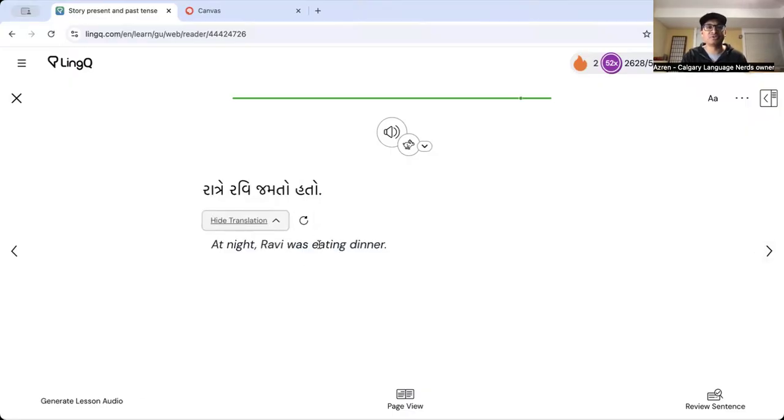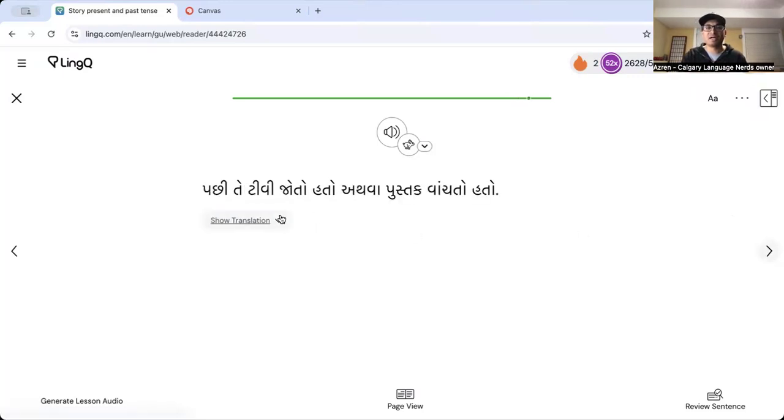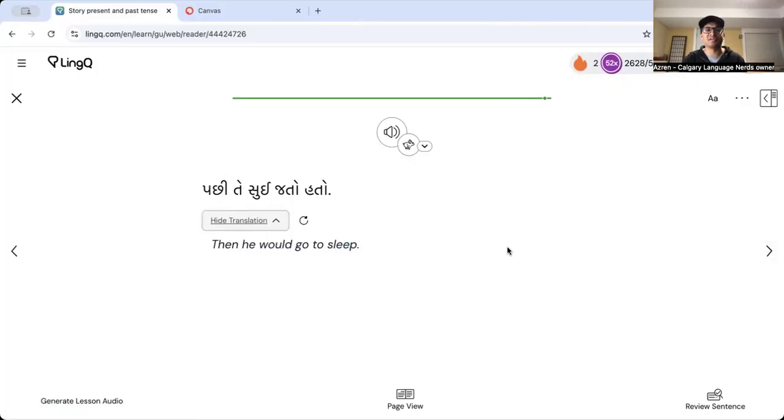So anyway, ratre ravi jamto to. So then he ate dinner at night. He would eat dinner regularly at night. Pachi e TV joto to atva pustak vanchto to. So then he would either watch TV or he would read a book. And again, these English translations underneath aren't perfect translations, but maybe listen to my oral translations more than these written ones, frankly. But e kushoto, he was happy. Pachi e sui jato to. Then he would go to sleep. Perfect. I like that. Okay.